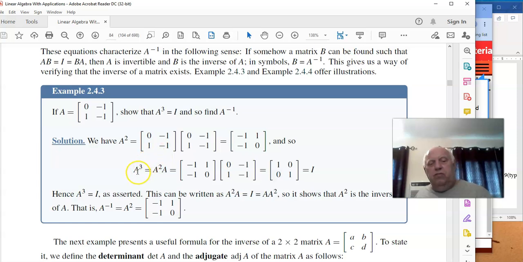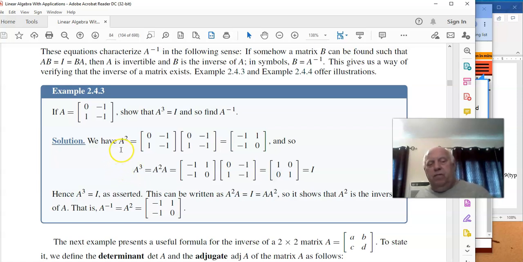So if A cubed is the identity, A cubed would be A squared times A. That's just algebra. So A squared would be the inverse, because here's a matrix times A, and you get the identity. So that must be the inverse. You could also do it the other way, A times A squared, so therefore A squared is the inverse of A. Okay? So that's a nice property.